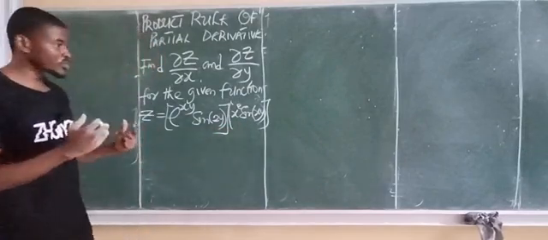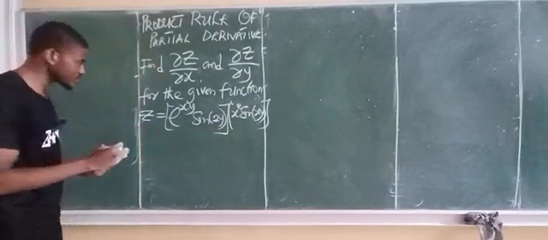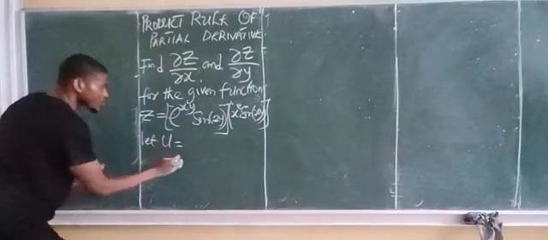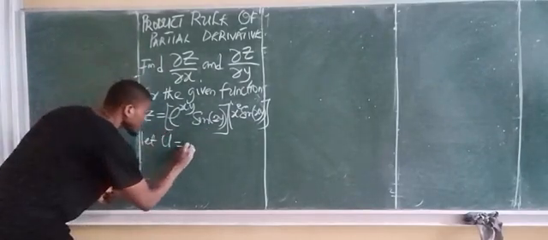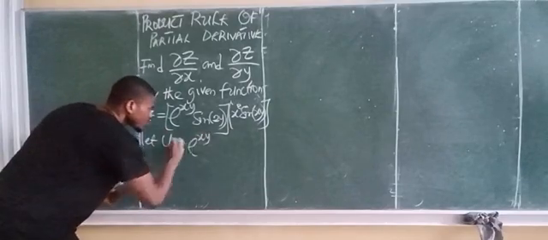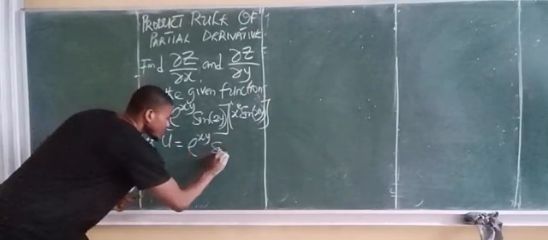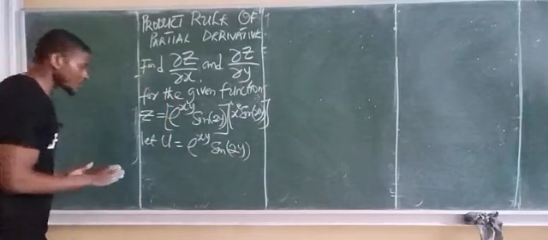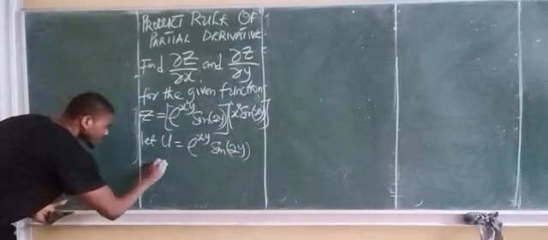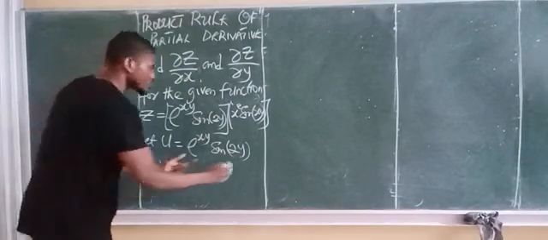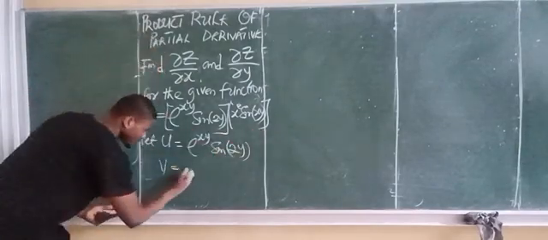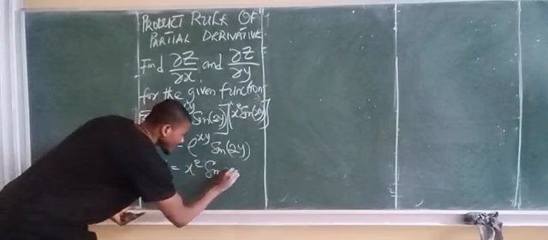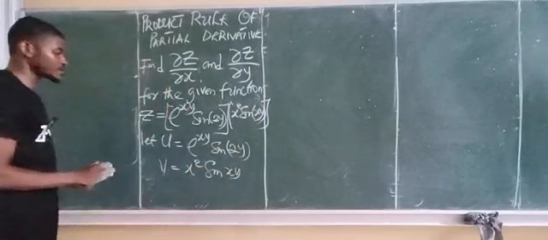So this is actually a multiple of two functions. What I will do is this. I will say let u be equal to the whole of this function, which is exponential xy sine 2y. And I will also say let v be equal to the whole of this function, which is simply x squared sine xy. So I have this.